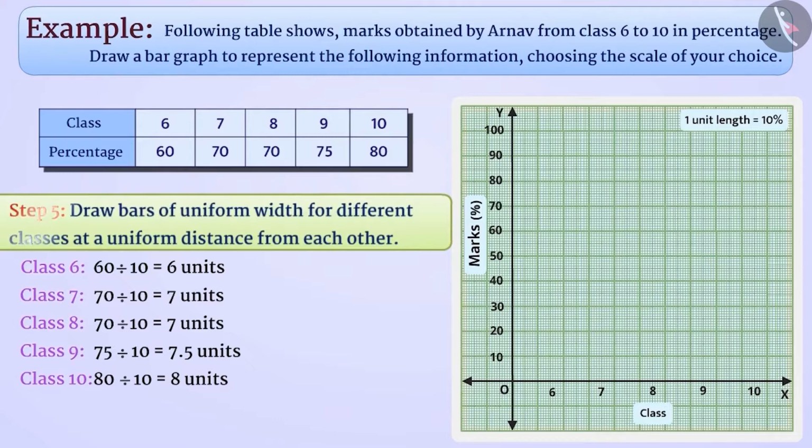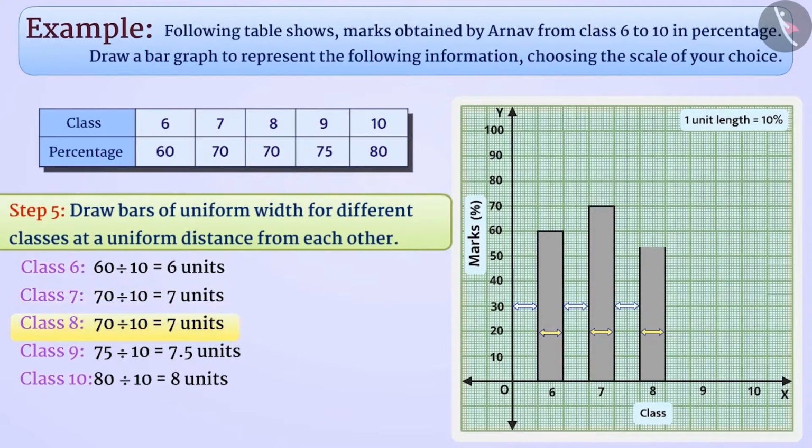Step 5. Now we will draw bars of uniform width for different classes at a uniform distance. For instance, for class 6, we will draw a bar of 6 unit length. Next, for class 7, we will draw a 7 unit length bar of the same width, keeping uniform distance. Similarly, for class 8, we will draw a bar of 7 unit length. Now, can you tell how will we draw a bar for class 9? Think for a while.